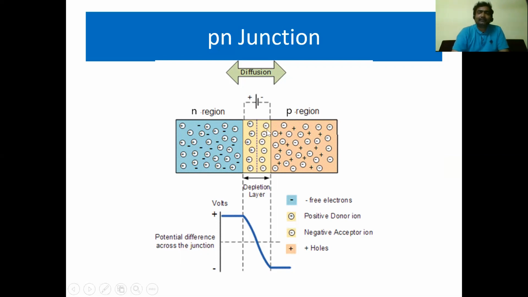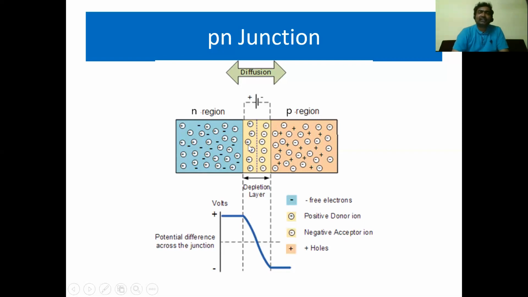Here you can see these negative ions will stop the motion of electrons from N region to P region. In other words, these negative ions will stop the diffusion of these electrons from n region to p region. Similarly, these positive immobile ions will stop the motion of these holes from p region to n region, or they will stop the diffusion of holes from p region to n region.